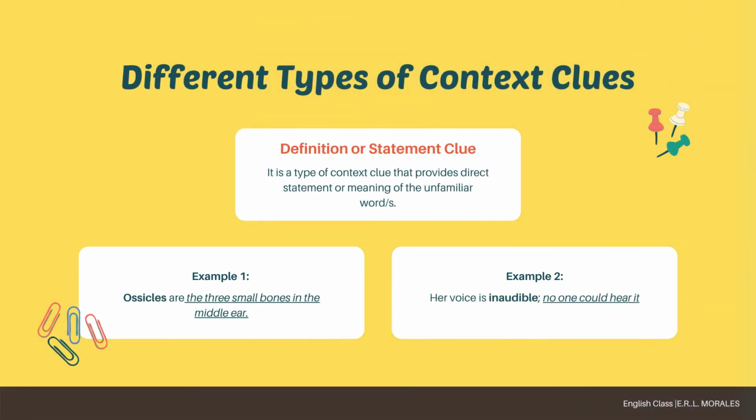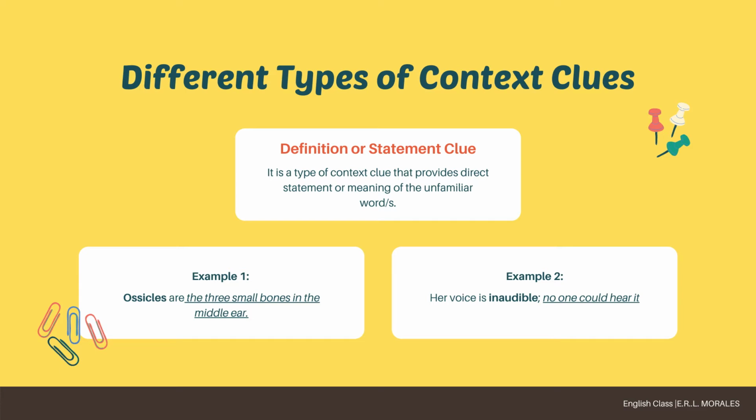Next, if the first type of context clue is synonym or restatement clue, the second one will be definition or statement clue, which is a type of context clue that provides a direct statement. Remember, this is a direct statement or meaning of the unfamiliar words. The first example will be: Ossicles are the 3 small bones in the middle ear. So it's already giving you the direct meaning of the word ossicles, right?